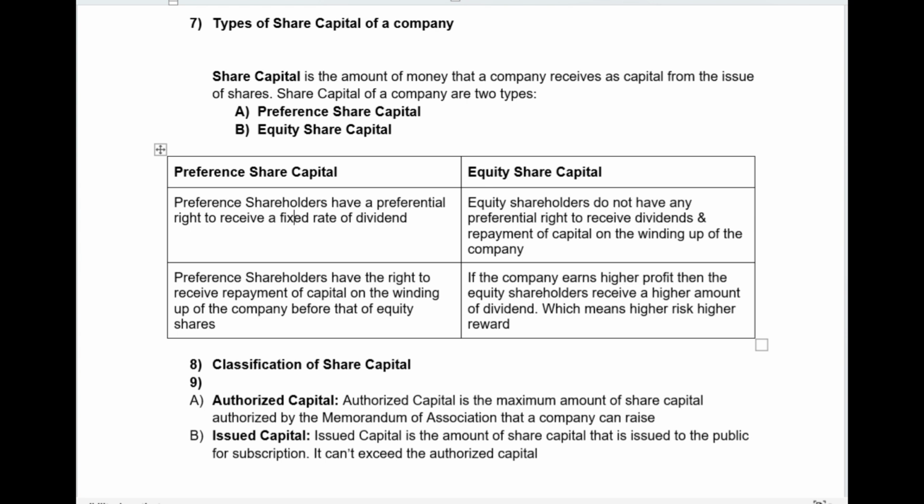So, whenever the profit of the company increases, the dividend of the equity shareholders will increase, but the dividend of the preference shareholders will remain fixed at a certain rate. So, as the profit of the company increases, the dividend of the equity shareholders also increases. So, the equity shareholders take higher risk and they are getting higher return.